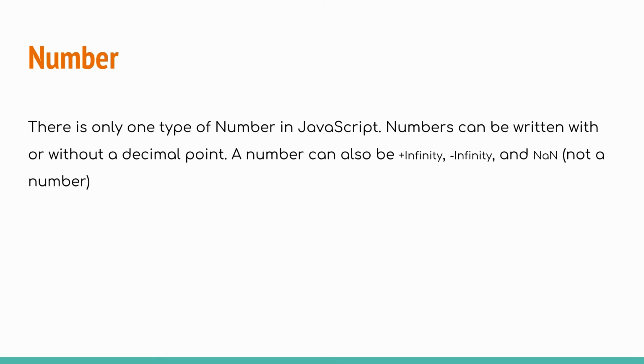In JavaScript, a number can be written without a decimal point or with a decimal point. A number can also be plus infinity or minus infinity. Now it may seem crazy to you, but in JavaScript, a number can also be not a number. Yes, not a number, that is NaN, is also a valid value that a number can have in JavaScript.